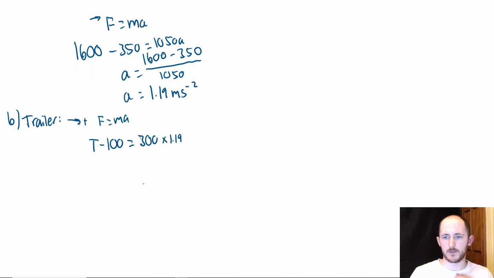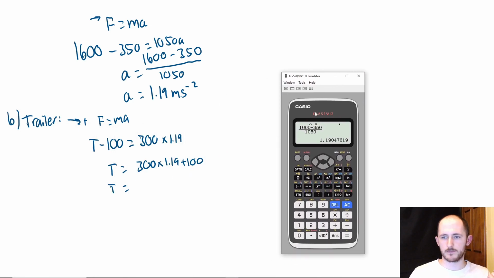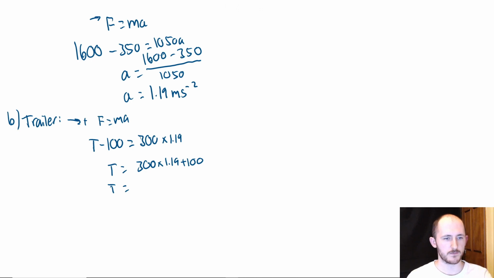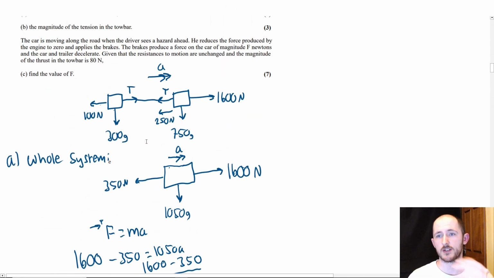times 1.19. So now tension is equal to 300 times 1.19 plus 100. Now I sub it all in and I get my value. So 300 times 1.19 and then add on another 100 for fun. And you get 457 newtons. Actually, I'm just going to put it in brackets again just to make sure I didn't do something stupid. Yeah, 457 is fine. And that's another 3 marks. I mean, that, in my opinion, is really, really generous.